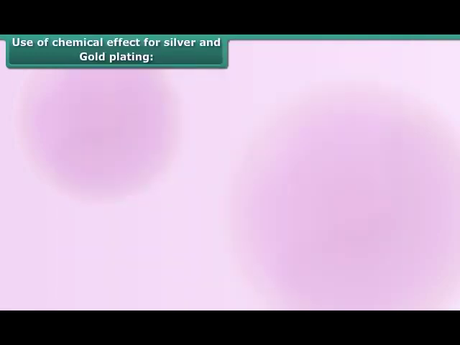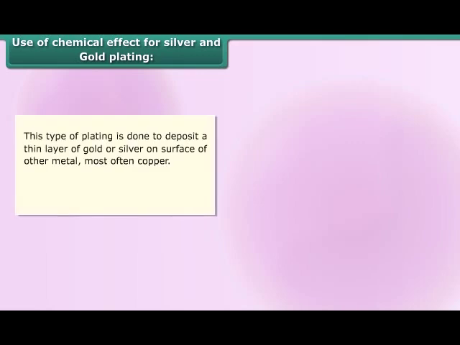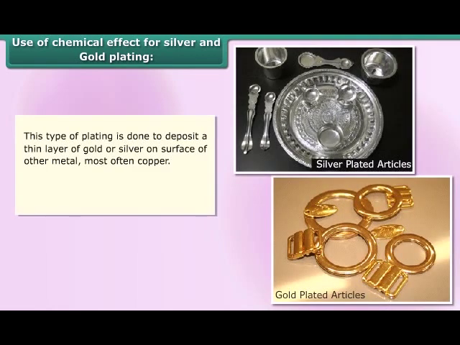Use of chemical effect for silver and gold plating. This type of plating is done to deposit a thin layer of gold or silver on the surface of the other metal, most often copper. It gives a gold or silver finish to the artificial jewelry and ornaments. Silver-plated articles. Gold-plated articles.